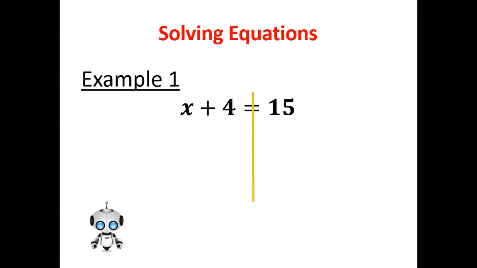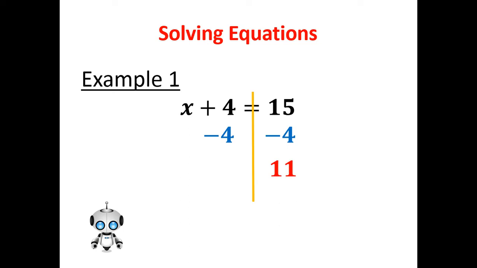So let's get back to example 1. x plus 4 is equal to 15. On the left-hand side we see a plus 4. To get rid of a plus 4, we subtract 4. But if we subtract 4 on the left, we must subtract 4 on the right. 15 minus 4 on the right leaves us with 11.